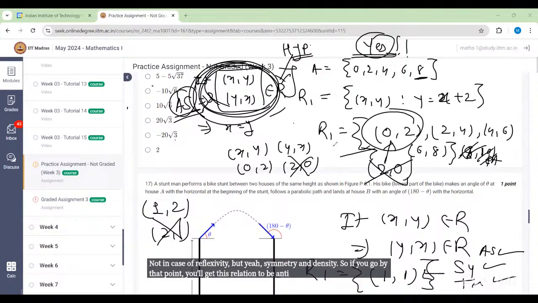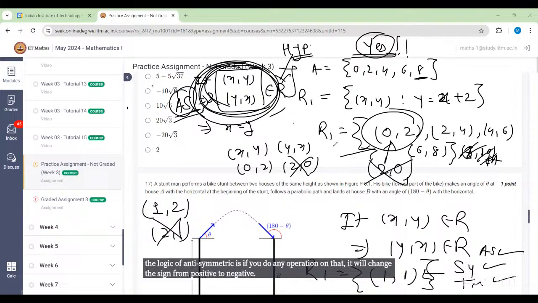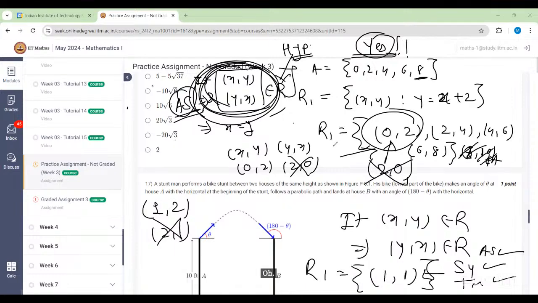Okay, thank you. The logic of antisymmetric is that if you do any operation on it, it will change the sign from positive to negative, negative to positive. That is called antisymmetric. I mean, if we do some mathematical operations, let's say it is -1, but after those operations the minus will become positive, +1, and vice versa. That is called antisymmetric. Whereas asymmetric is entirely different.